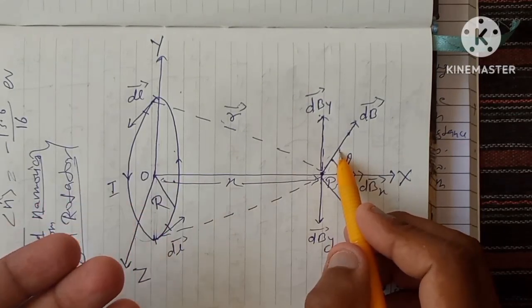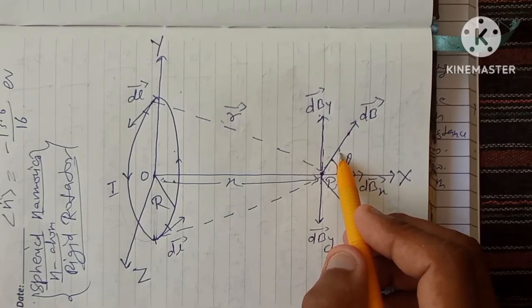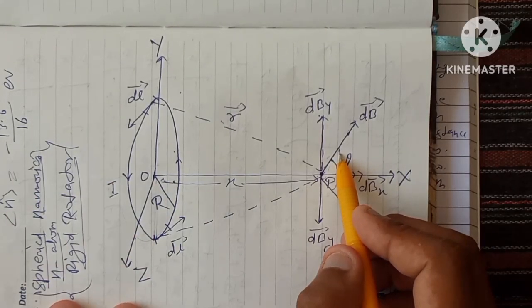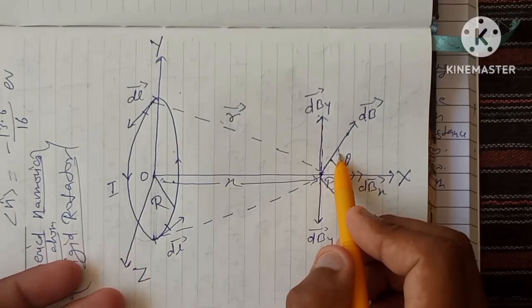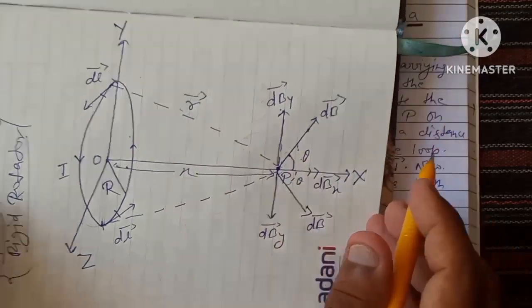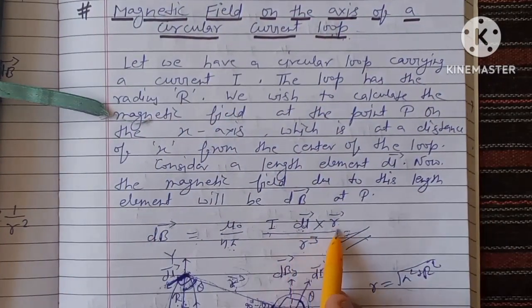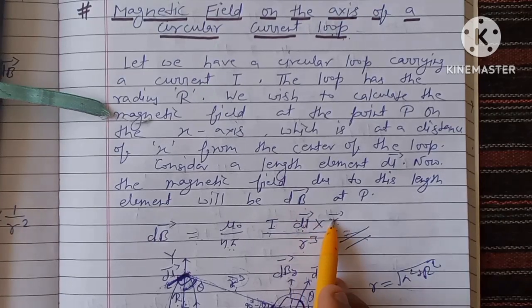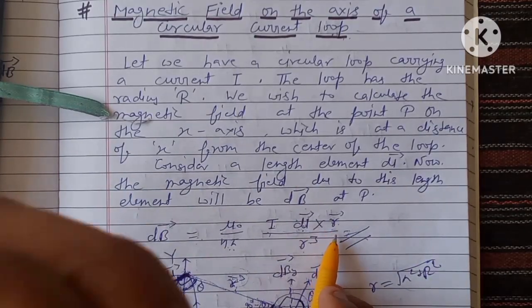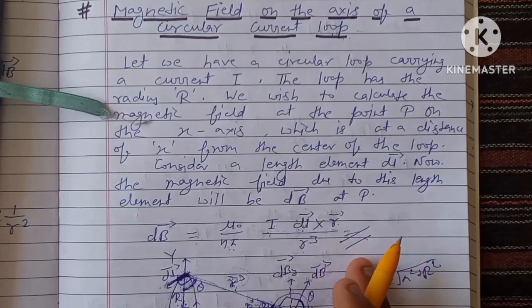Now here we are going to use our vector cross product rule for calculating the direction, or you can say we are going to use the right hand rule. Since in this expression there is a cross product, that is dl vector cross r vector, and whenever you see a cross product in your expression, you will use your right hand rule blindly. What does your right hand rule say?